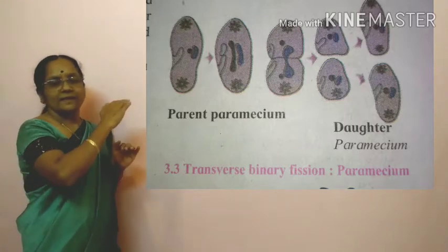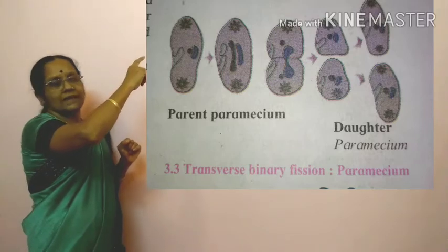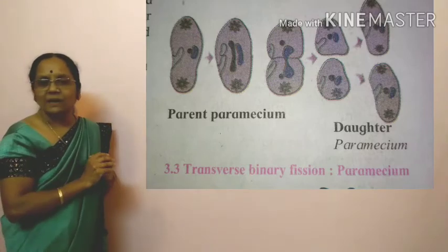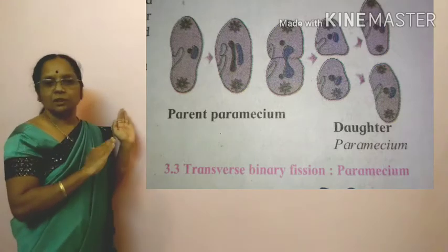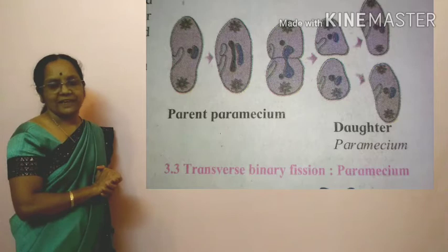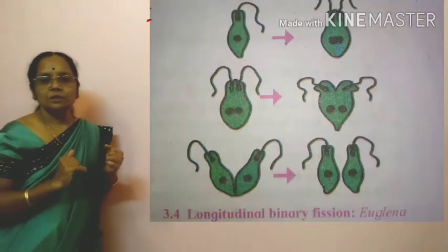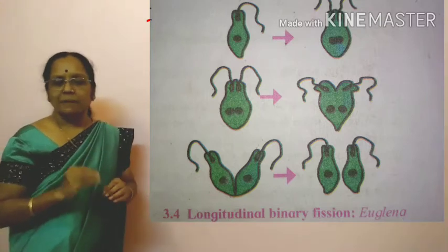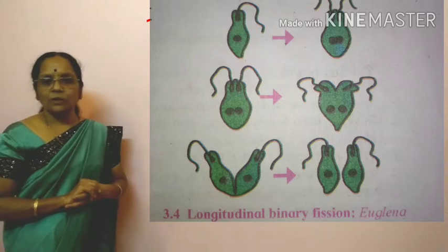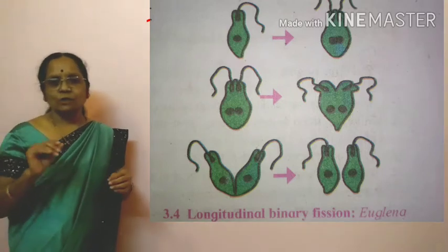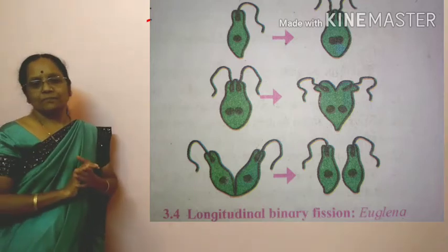Then these two nuclei go each into each part of the cytoplasm, and thus two daughter paramecium get formed. Then the third animal which divides with this binary fission is the Euglena. In Euglena, the axis of fission is longitudinal.